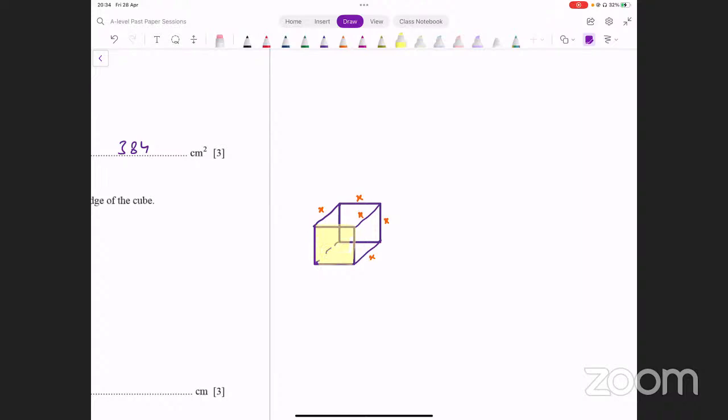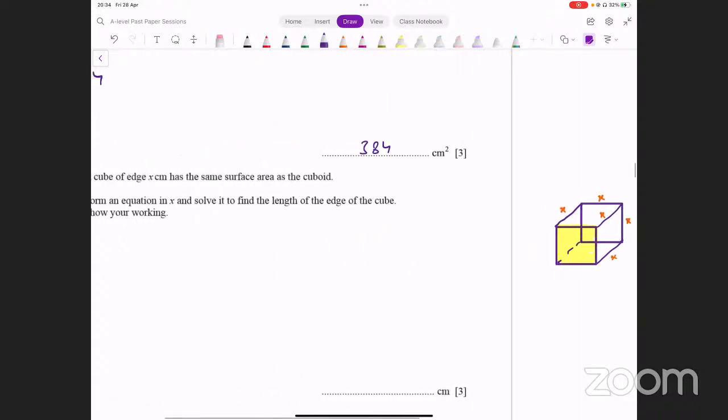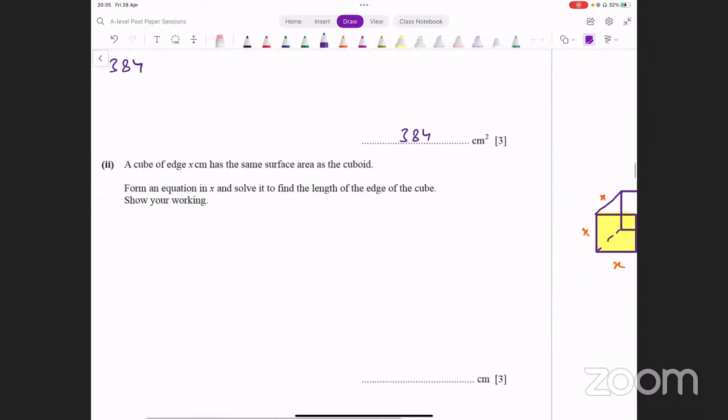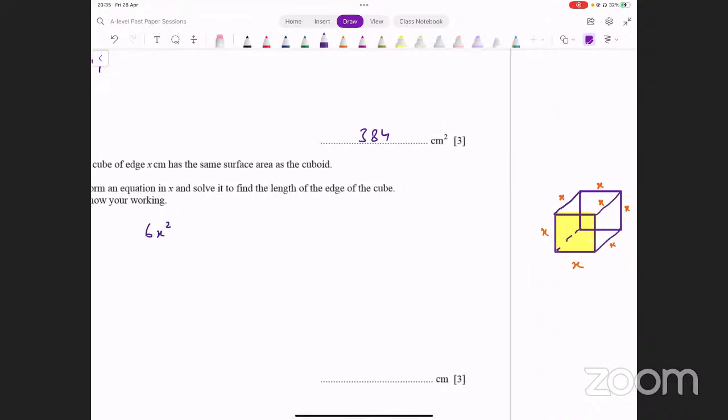इसका एरिया निकाल लें. 6 फेसेस हैं, 6 से मल्टीप्लाई कर दें. एक फेस का एरिया कितना होगा, x into x, right? This is x square. So surface area of a cube is 6 into x square. Right? एक फेस का x square है तो उसको 6 से मल्टीप्लाई कर देंगे.